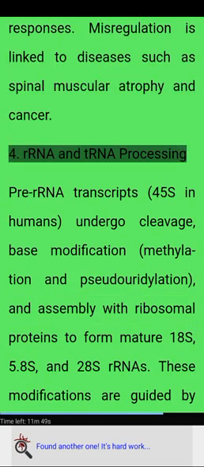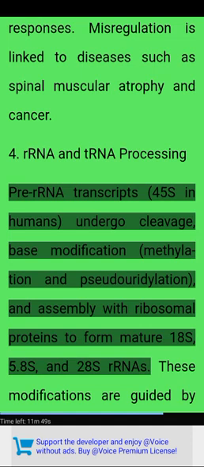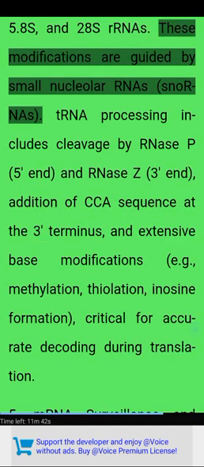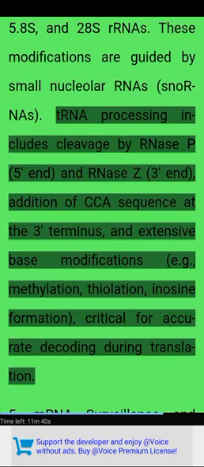4. rRNA and tRNA processing. Pre-rRNA transcripts, 45S in humans, undergo cleavage, base modification, methylation, and pseudouridylation, and assembly with ribosomal proteins to form mature 18S, 5.8S, and 28S rRNAs. These modifications are guided by small nucleolar RNAs, snoRNAs. tRNA processing includes cleavage by RNase P at the 5' end and RNase Z at the 3' end, addition of the CCA sequence at the 3' terminus, and extensive base modifications, e.g., methylation, thiolation, inosine formation, critical for accurate decoding during translation.